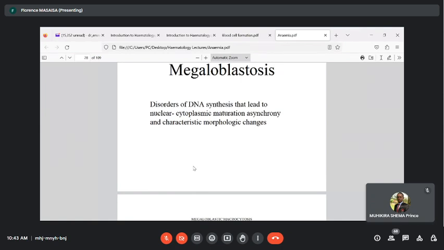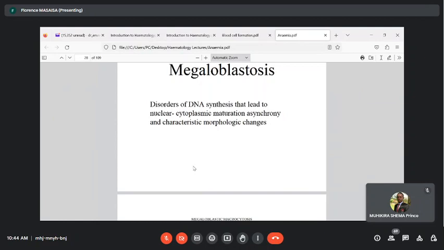So there will be a disorder of DNA synthesis that leads to nuclear cytoplasmic maturation asynchrony, which is a characteristic morphologic change. When I say nucleocytoplasmic maturation asynchrony, it means that normally when the cells are maturing, they mature at the same time, nucleus and cytoplasm together. But when there is asynchrony, you may see a nucleus at a different stage of maturation.